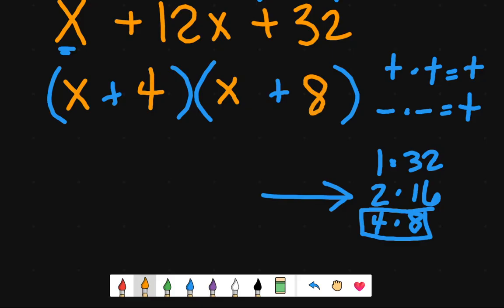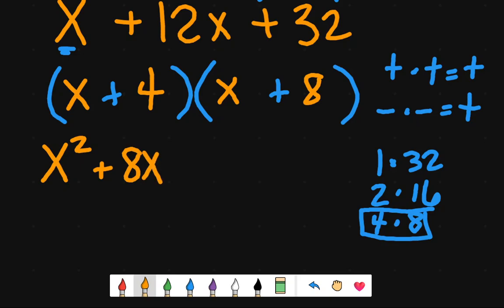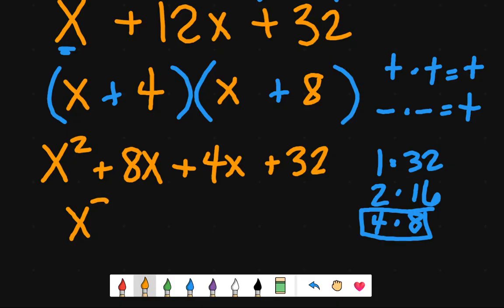Of course, you should take the time to go back and check to make sure it's correct. Do not skip out on a few seconds and get it wrong. You want to go back and check. So use the FOIL method. x times x is x squared. x times 8 is 8x. 4 times x is 4x, and then 4 times 8 is 32. Combine like terms, and 8x plus 4x is 12x.